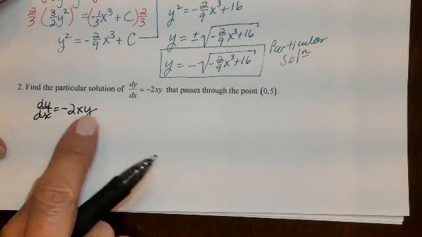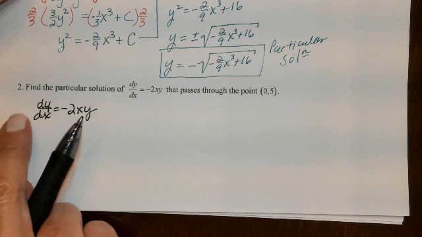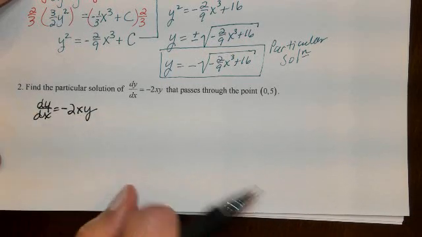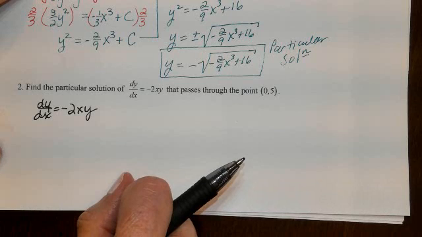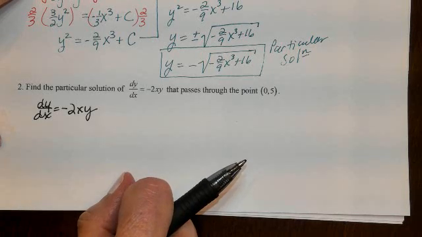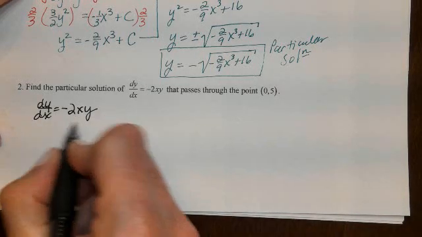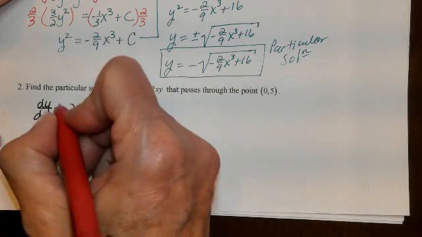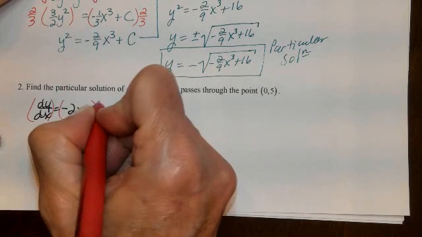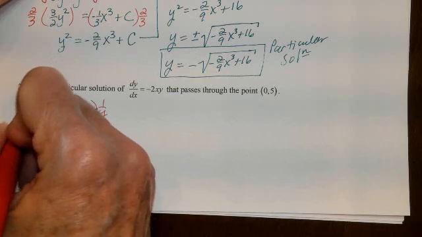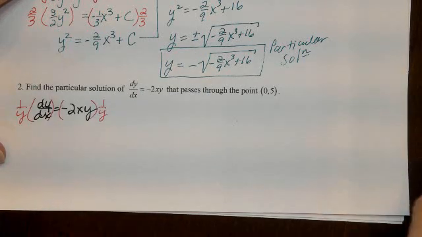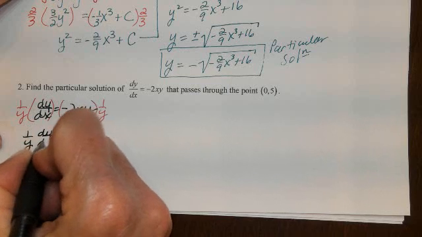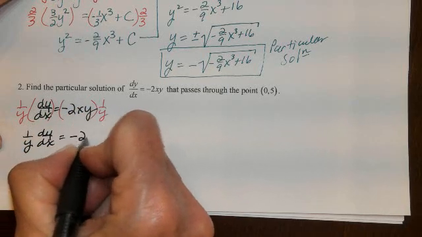So let's separate. I need to get this y on the left-hand side. This is where kids start snapping their fingers and all of a sudden a y appears over here. What do you do to get the y over there? You divide both sides by y, correct? Which is the same thing as multiplying both sides by 1 over y. Yes? So we get 1 over y dy dx is equal to -2x.